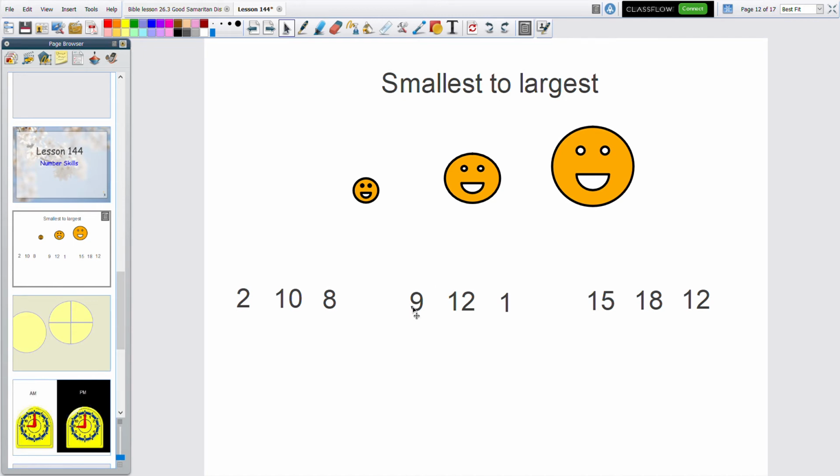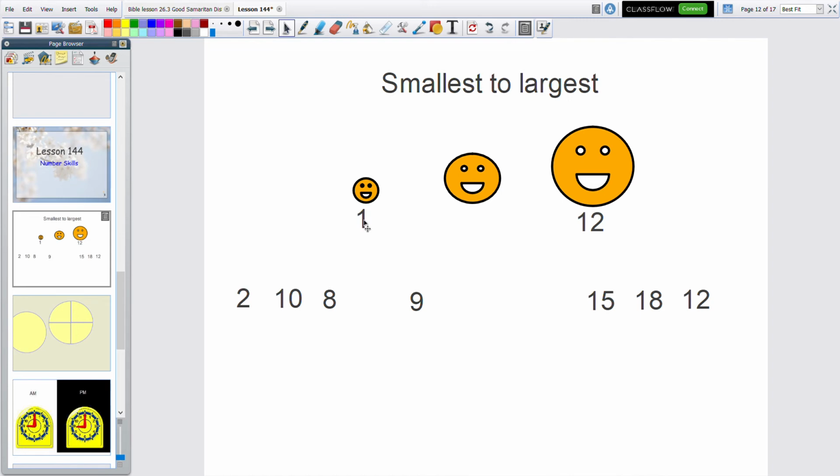Here we have a 9, 12, and a 1. Let's see, 9, 12, 1. Which one is the smallest? If you said 1, yeah, it is. Can't get any smaller than that without being a 0. Now let's look at the 9 and the 12. Which one of those do you think is the biggest number? So if you said 12, you're right, because 12 is bigger than 9.